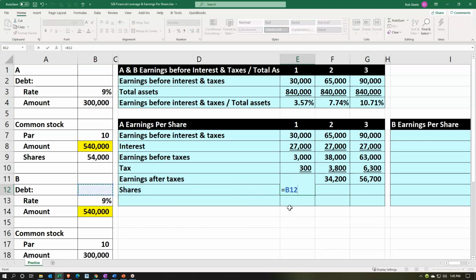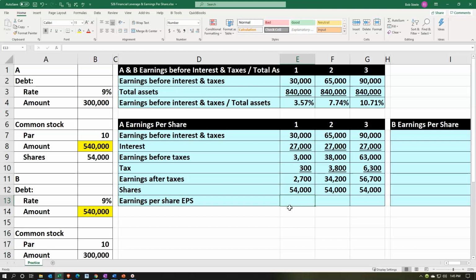So we're going to be picking up then the number of shares. Now that doesn't mean the number of people or owners in the company, because one owner could have multiple shares, but that's the unit, shares, that are out there that have been distributed. So then if we then equals across, that's going to give us the earnings per share, which is going to be equal to the earnings after taxes divided by the number of shares.